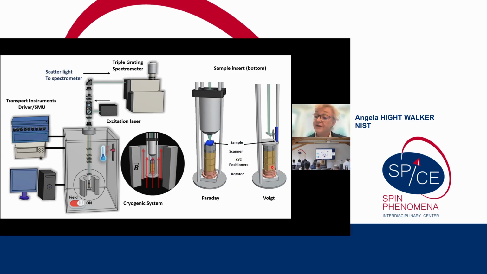Another geometry that we use often is called the Voigt geometry, where we stand up our sample, remove the objective, and use a small mirror lens combination. In the Voigt geometry, we have a larger spot, on the order of 10 microns. Of course, it's wavelength dependent. In the Faraday geometry, it is diffraction limited.